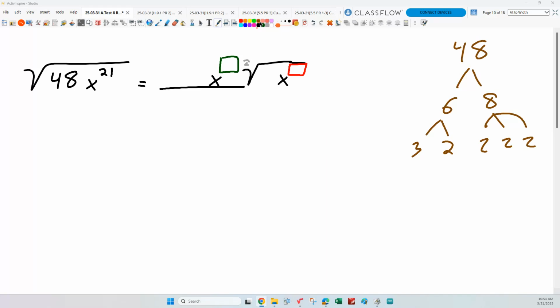Everybody agree? Okay. So what do we get then? Well, it looks like we got a couple of 2's and another couple of 2's and a single 3, right? So what's that mean then? What's our outside number going to be? 4. Good, because outside we're getting a 2 and a 2.